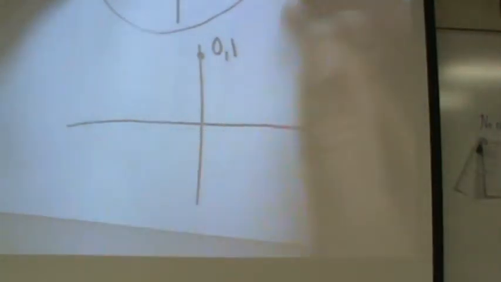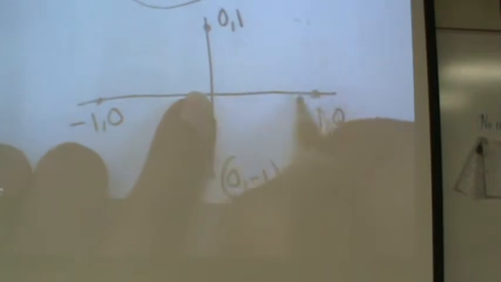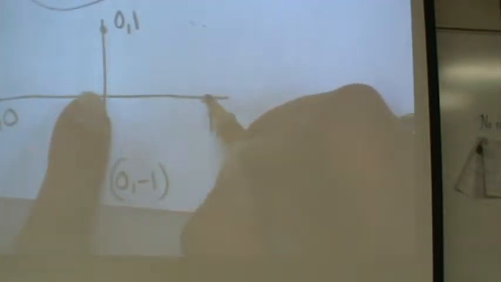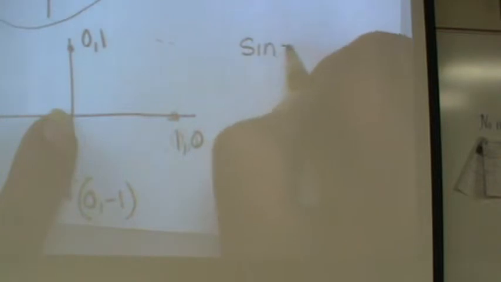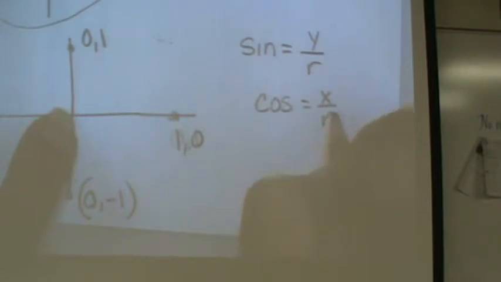It's because of these spots right here: 0, 1, 1, 0, 0, negative 1, negative 1, 0. Because of these special spots, from here to here, you need to know that sine, cosine, and tangent have another name instead of side opposite over hypotenuse. You've got to remember, sine is the Y value over the R value. Cosine is X over R, and tangent is Y over X.